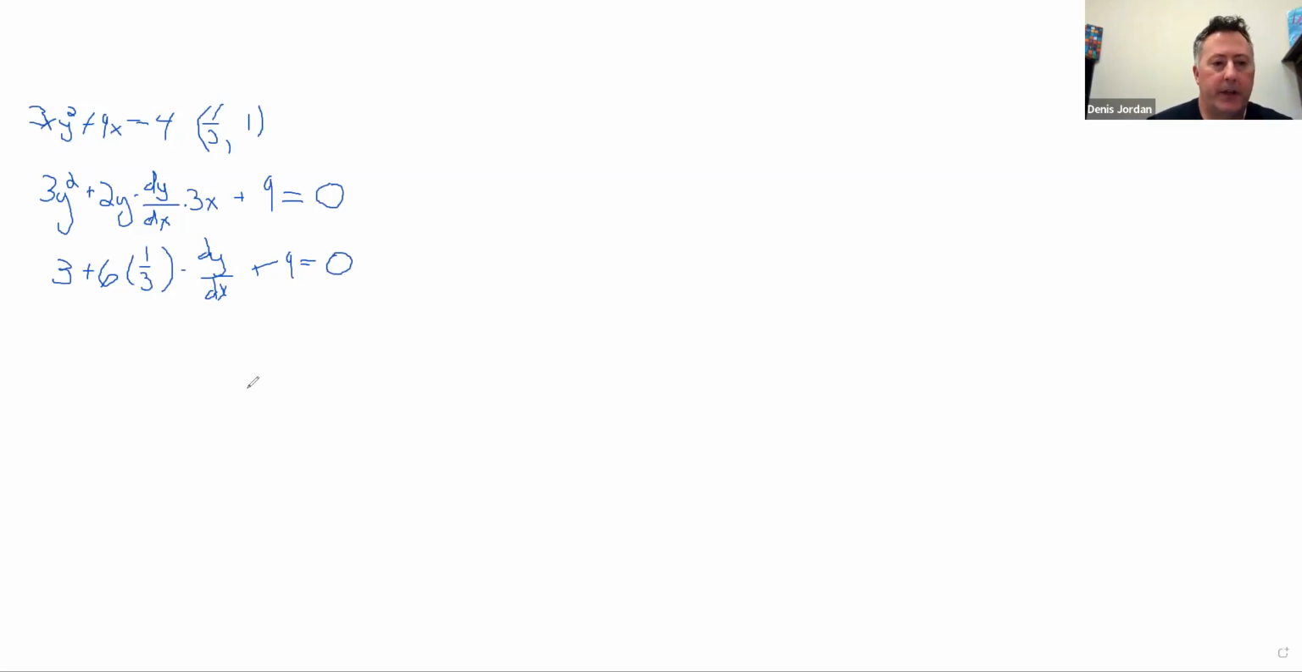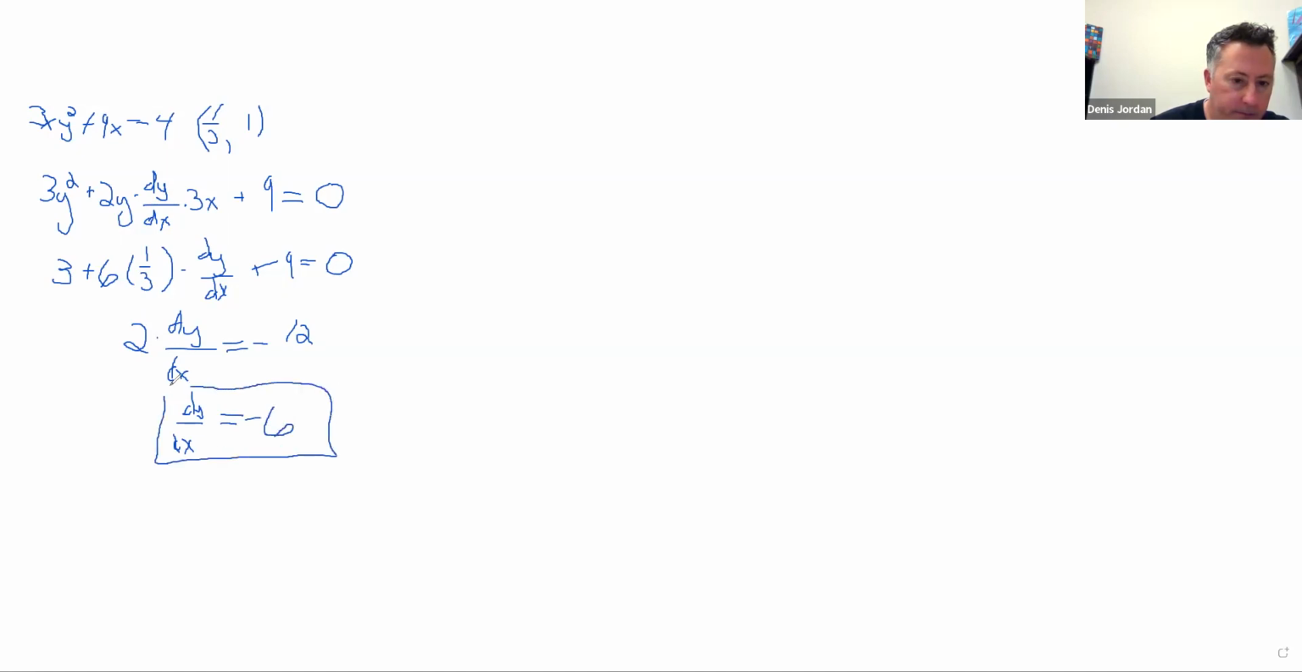So now it's just a little bit quicker to solve. So you can add the 3 and the 9, which is 12, and swing it over to the other side. 6 times a third is 2. So somewhere, I think you had a 3y instead of a 2y.